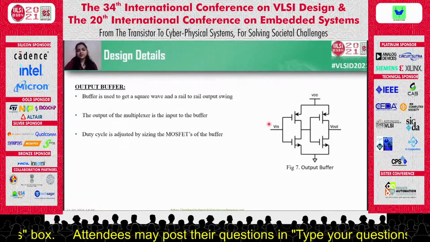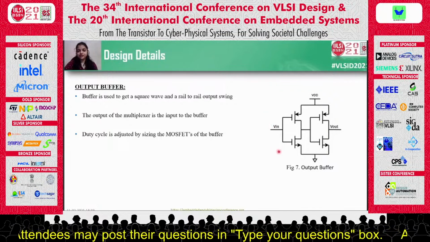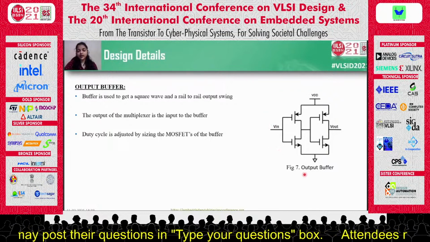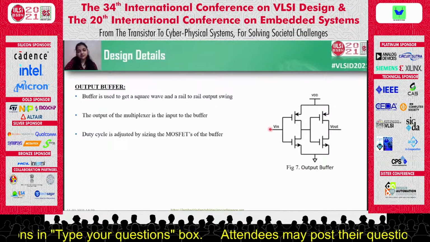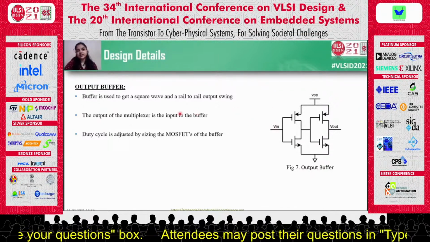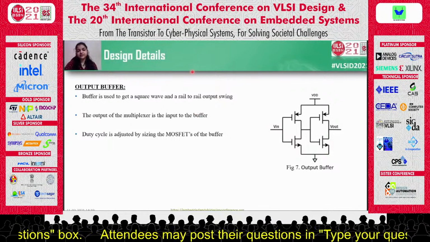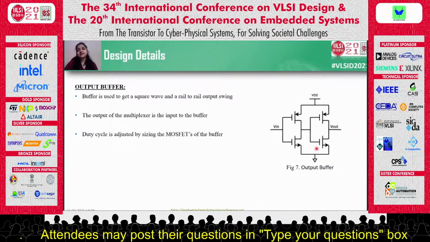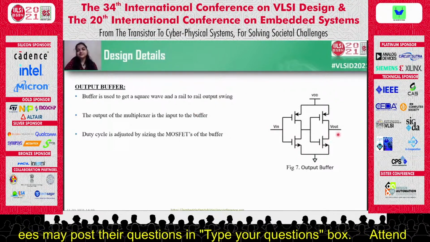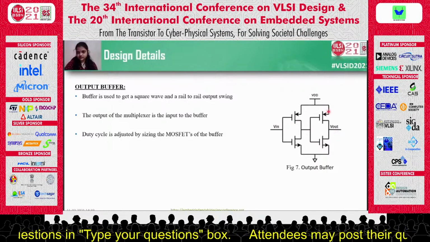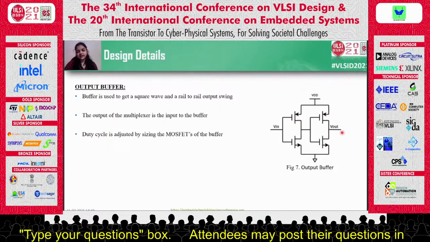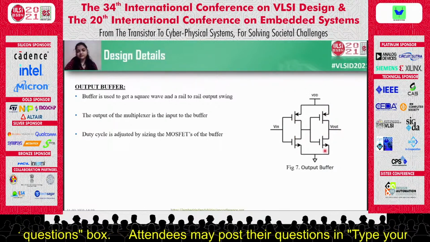The next and the last block of the architecture is an output buffer. A buffer is used to get a square wave and a rail-to-rail output swing. The output of the multiplexer is the input of the buffer and also the input of the stacked inverter. Duty cycle is also adjusted by sizing the MOSFETs of this buffer. This is just two inverters connected in series which acts as a buffer.